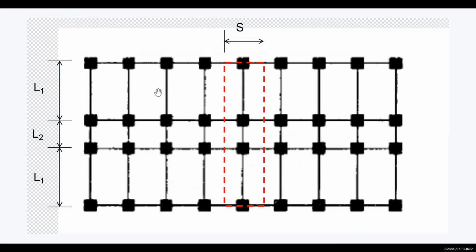look like this, right? The big squares in black here represent columns, and the lines are the beams. And the distance in the x direction, the distance that's symmetrical, is half L1. L1 is 6, and half of L1 is 3 meters, right? And L2 is 2.7, right?